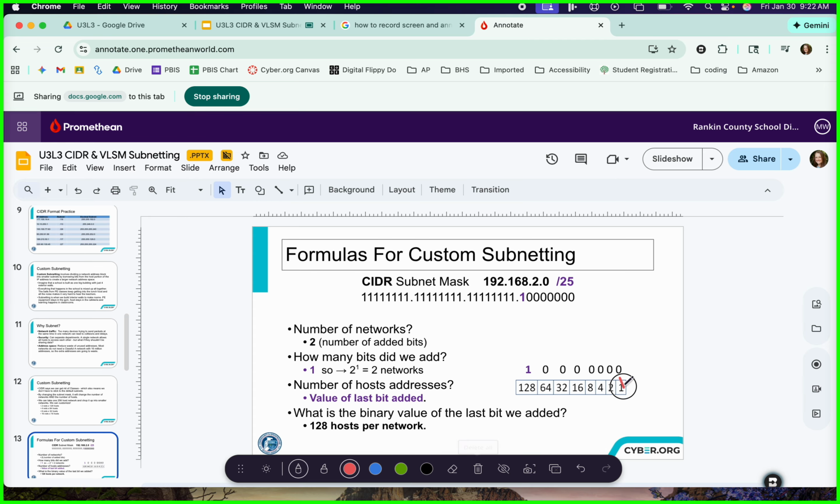All right, well, if we ignore this value right here, these 2 numbers go together, these 2 numbers go together, these 2 numbers go together, and 16 is doubled. So if you just remember that, then you will be able to remember how many host addresses you will have per network. Now, let's practice what that is going to look like.